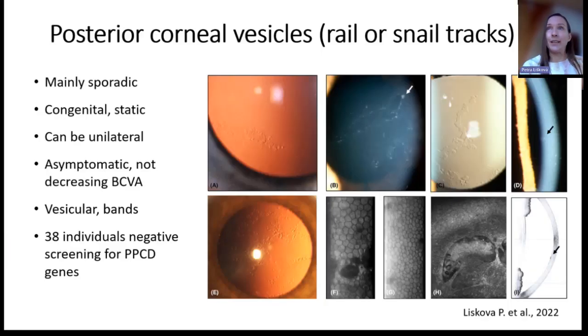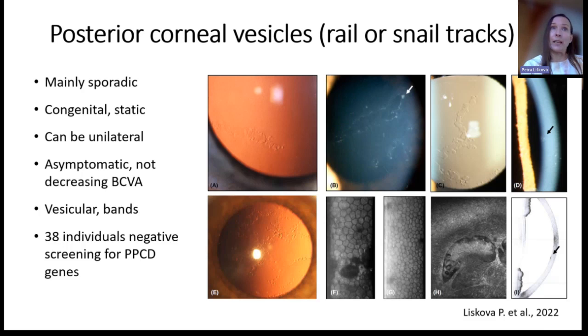Another condition that needs to be mentioned, and I believe the fact that PPCD is usually described in the literature as a non-progressive condition is actually because the authors were not looking at true PPCD, but at posterior corneal vesicles. These are mainly sporadic, congenital, static, can be unilateral, asymptomatic, usually not decreased in best corrected visual acuity.